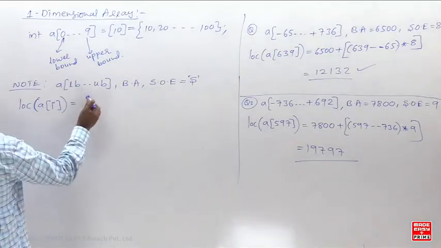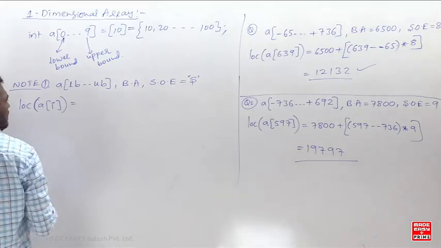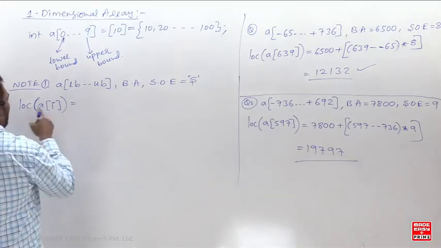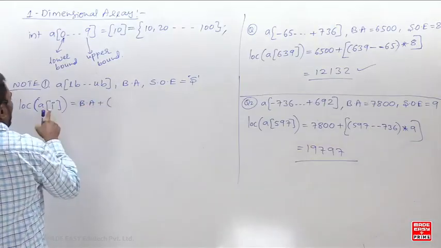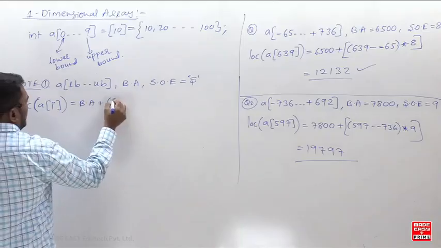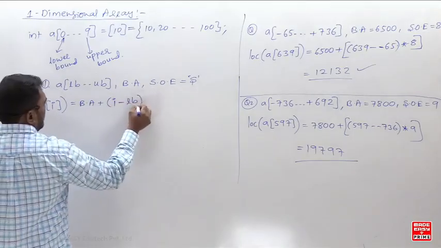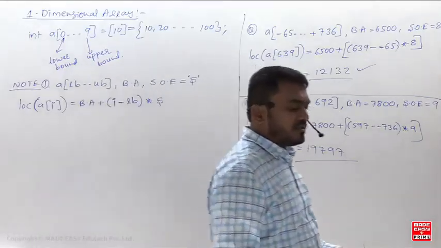Copy this. Note the first point: the generalized formula. Location of A of I is base address plus, since I want to go to the Ith location, you need to subtract I minus lower bound, and multiply with the size of the element.